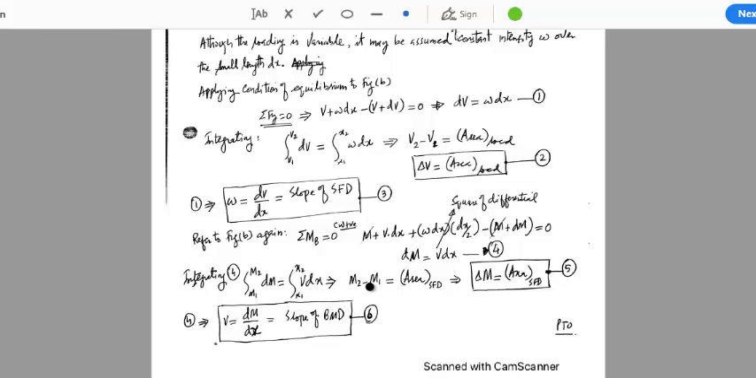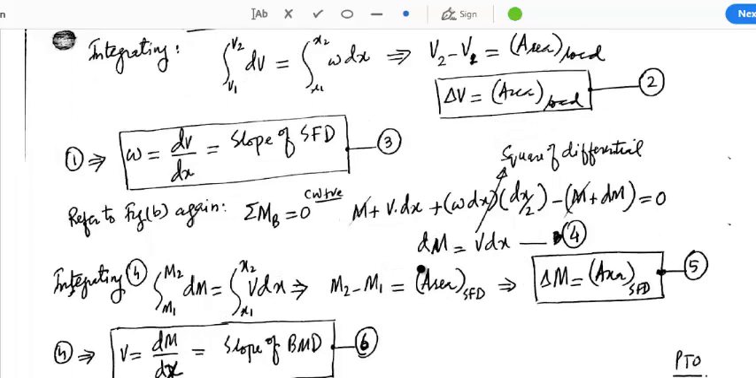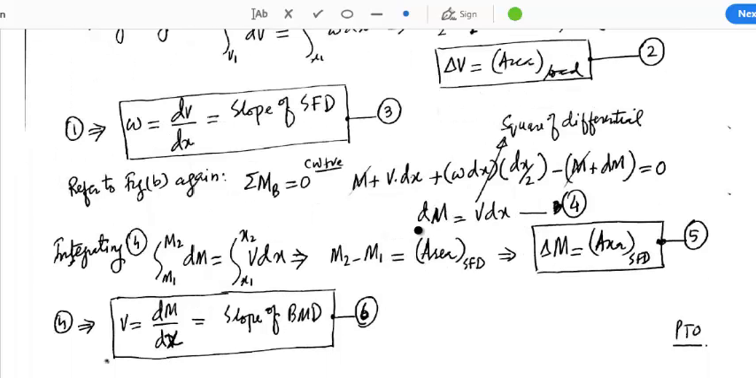And in order to get the relationship between M and shear, we will integrate this expression. The expression on the left side has a differential with respect to M, so the limits will also be with respect to M. We'll integrate it from M1 to M2, and on the right side we have dx, so the limits will also be with respect to x, x1 to x2.